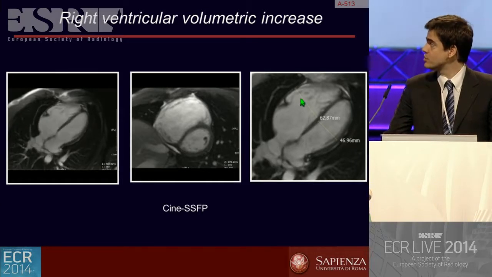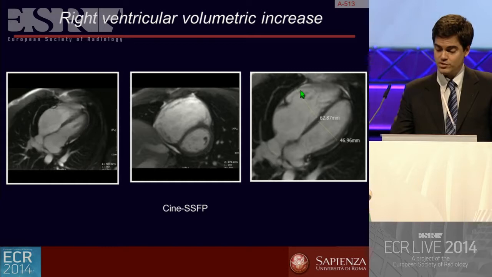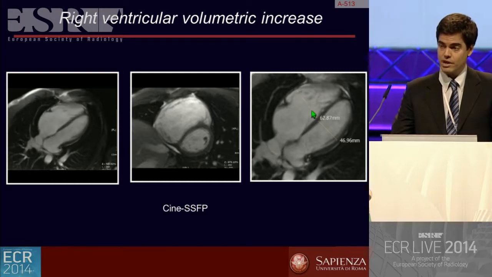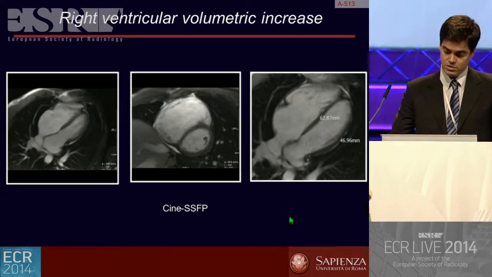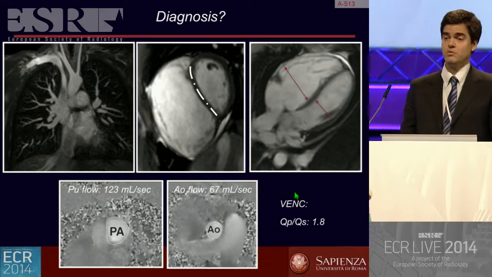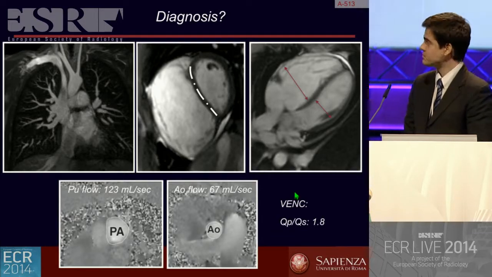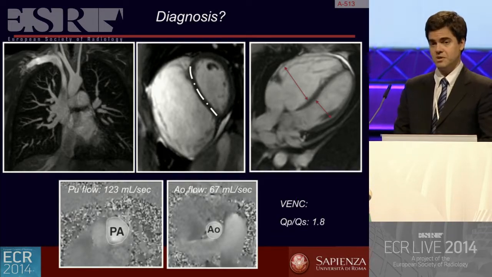The right ventricle should usually have a transverse diameter slightly larger than the left ventricle, but in this case we have 62 millimeters versus 46 millimeters. And let me show you the second aspect. We have an angio, so it means something.